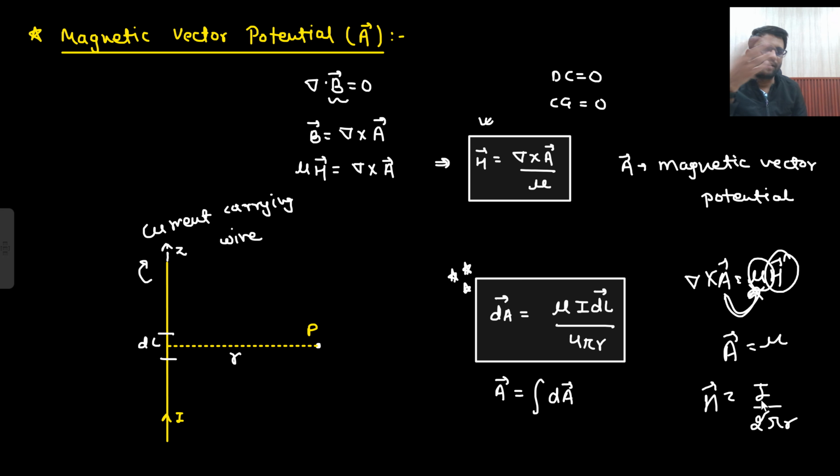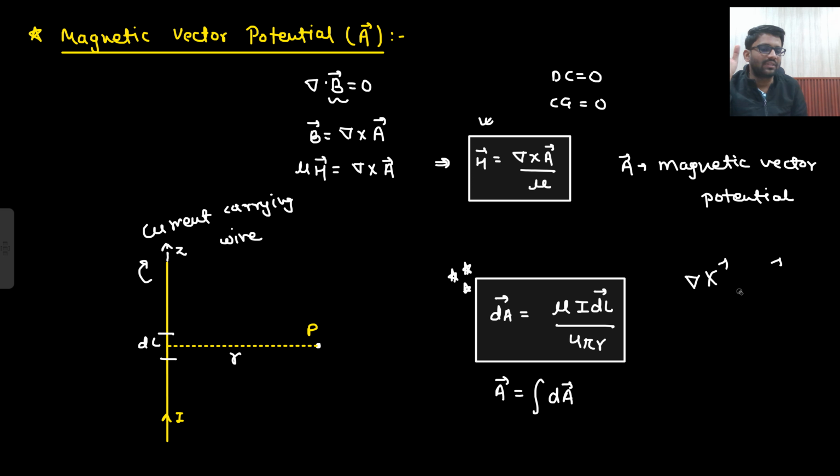Formula of H. I told you, you don't need to remember it, but it was I upon 2 pi r for a current carrying wire of infinite length. So formula was I upon 2 pi r. In the same manner you can try remembering it, but eventually you need to remember it. I am just telling you the way to remember, but at the end of the day you need to remember it.